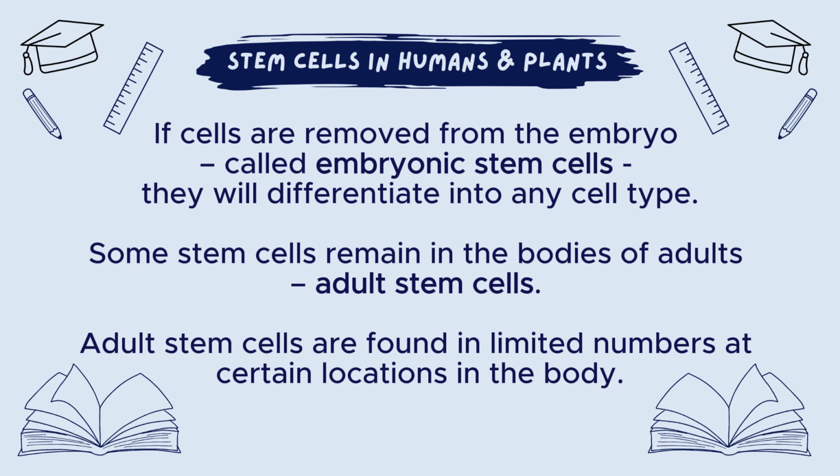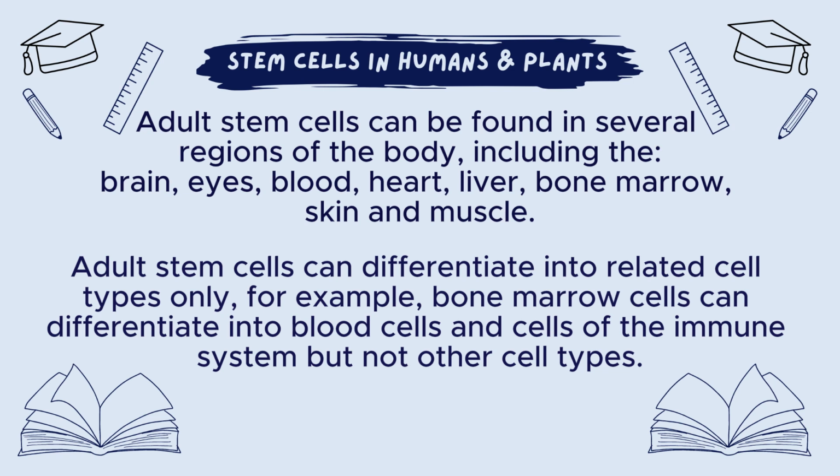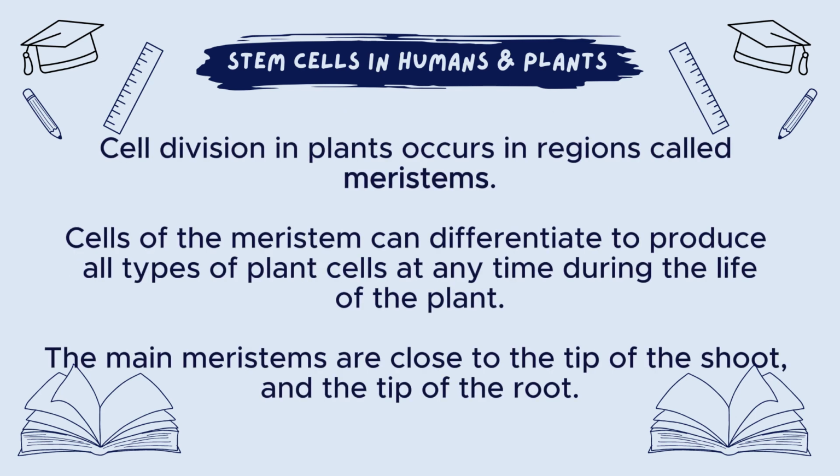Some stem cells remain in the bodies of adults. These are adult stem cells. Adult stem cells are found in limited numbers at certain locations in the body. Adult stem cells can be found in several regions of the body, including the brain, eyes, blood, heart, liver, bone marrow, skin and muscle. Adult stem cells can differentiate into related cell types only. For example, bone marrow cells can differentiate into blood cells.